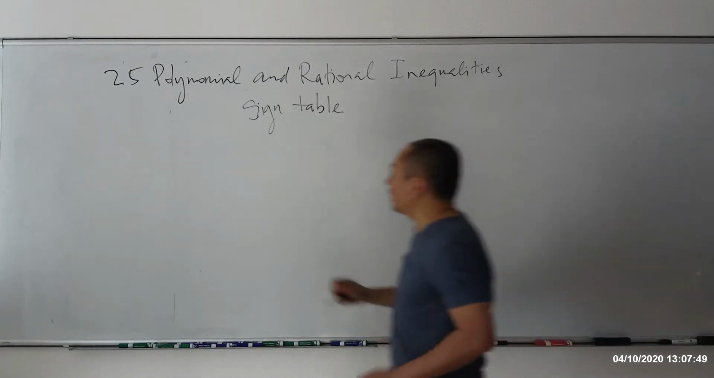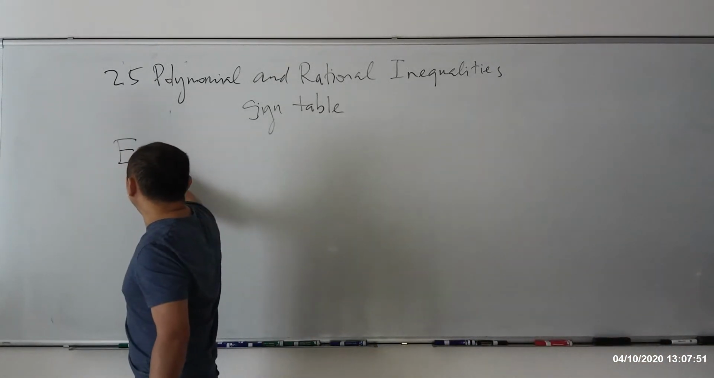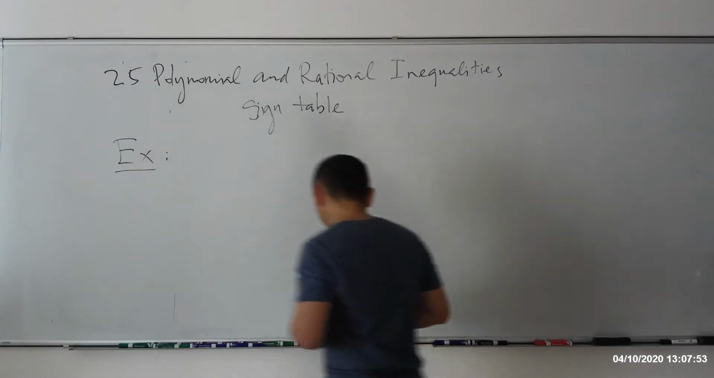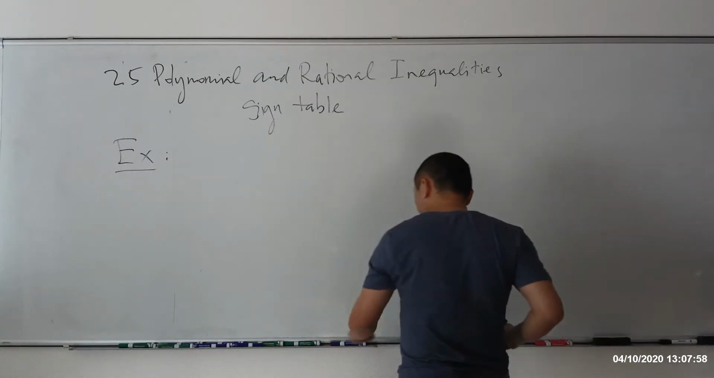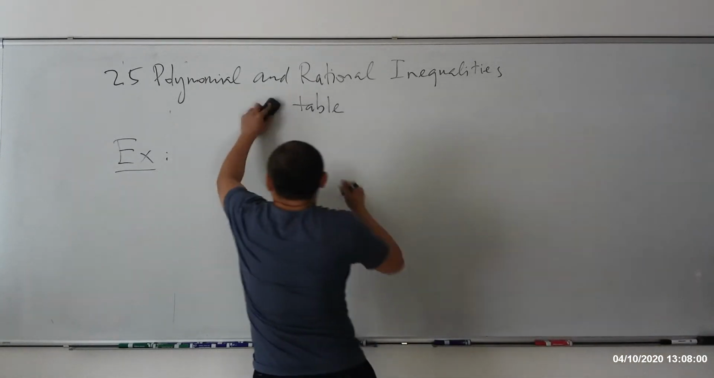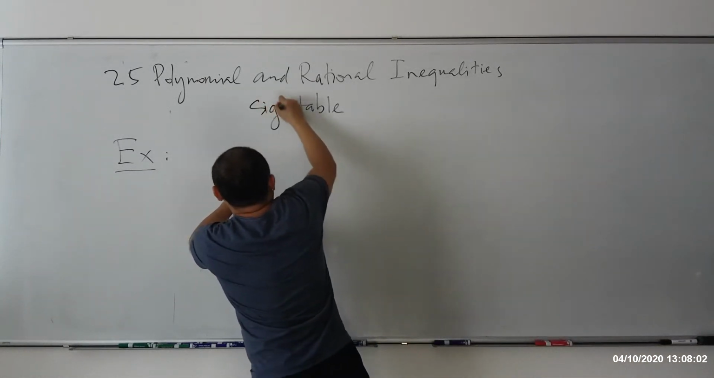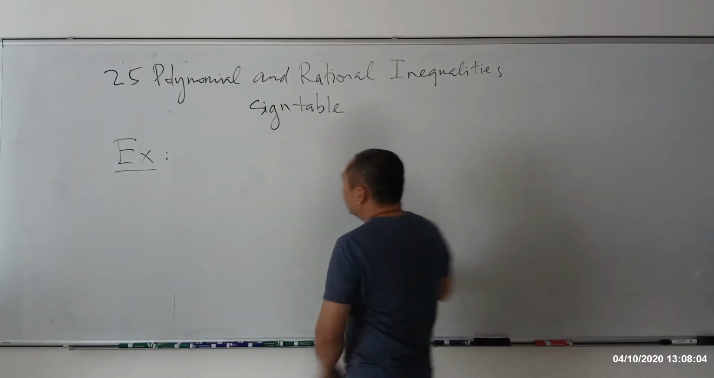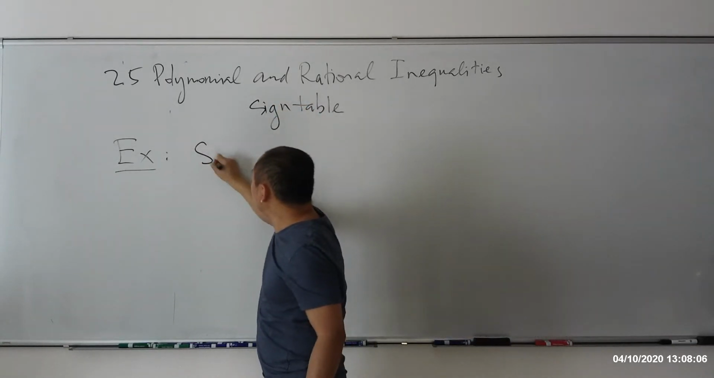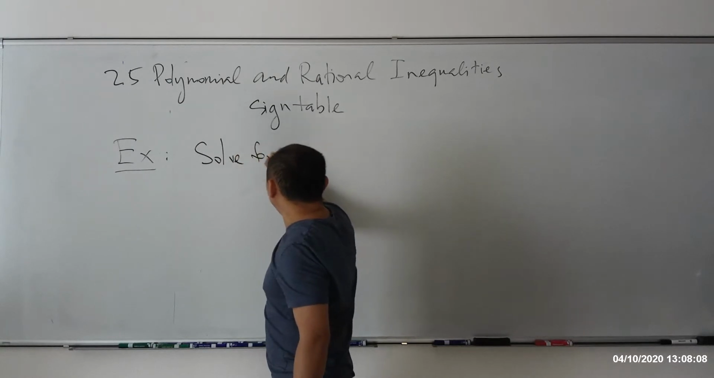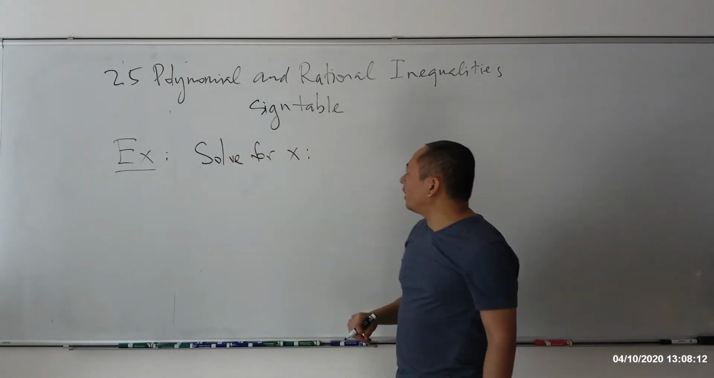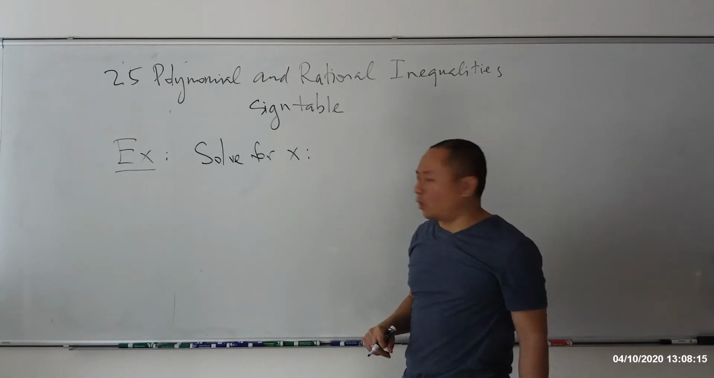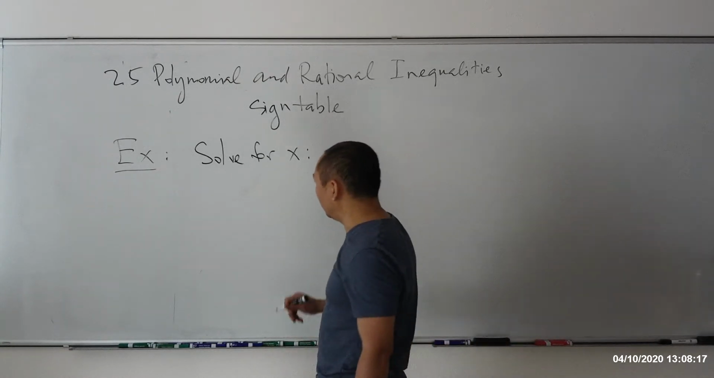Alright? So let's start with an example. I'm going to go over a bunch of examples today, hopefully to help you figure out the idea of it. Start with the easiest one. Sign table. Okay? The easiest one. Solve for x. And by the way, solve for x in math means you try to find all the solutions, not just one, okay? Every single solution will be found.